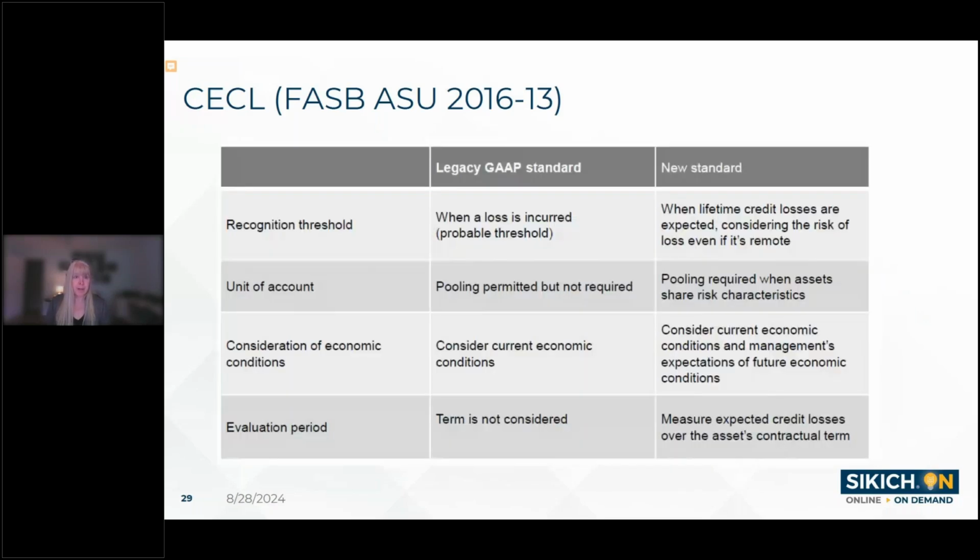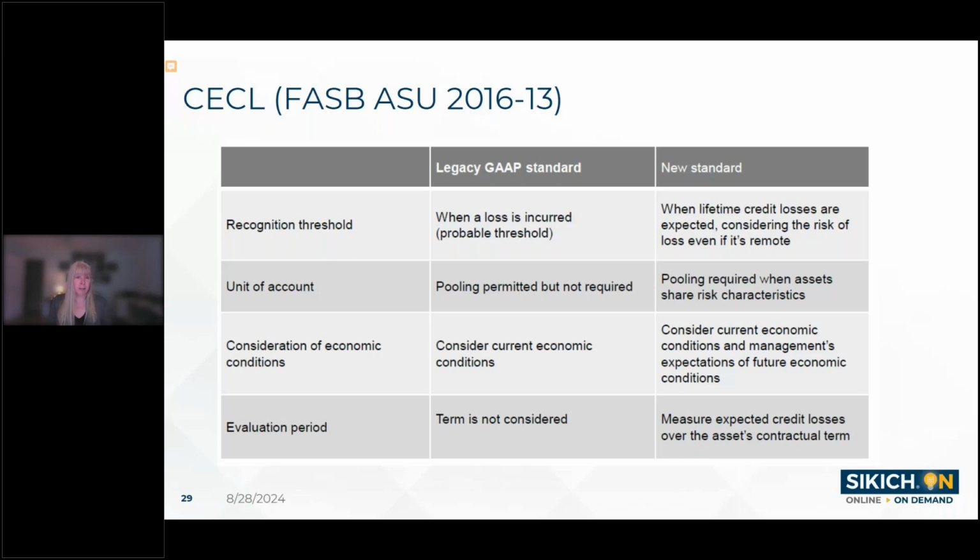Next slide, please. This chart just compares and contrasts current GAAP with the new credit loss standard in 4 major areas. First, in terms of when recognition is going to occur, you're going to have to record an estimated credit loss even if the risk is remote. So it removes that probable threshold, or when the loss is incurred. We're lowering the bar on the recognition threshold.